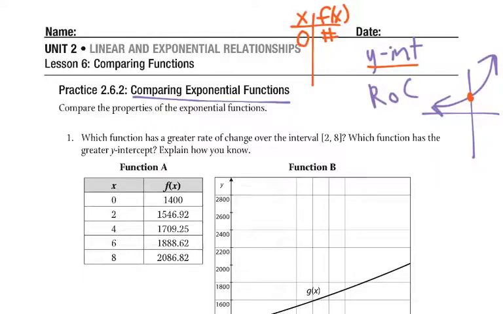Okay? On an equation, it's usually this format, a times b to the x. So it would be where a is. Okay, that's our y-intercept. And in a story problem, it's just where it's starting. Okay, where it begins. Now, for the rate of change, the way we find that is we need an interval.